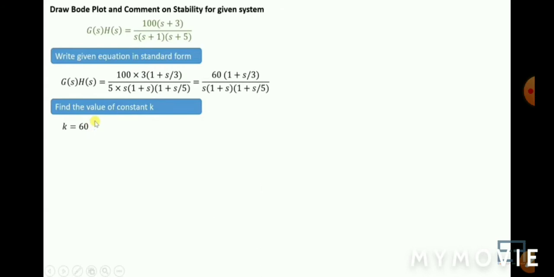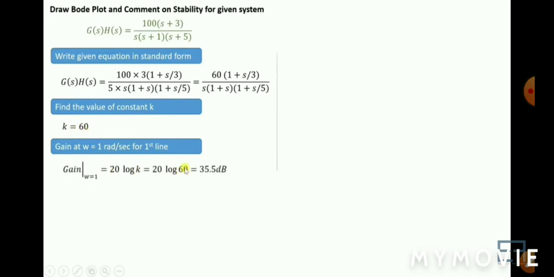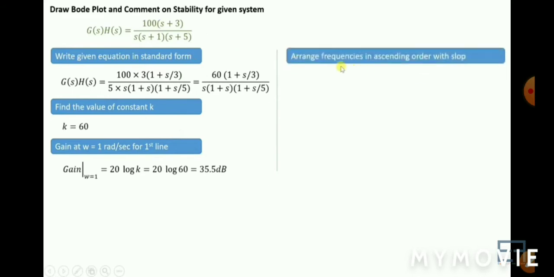Next, what is the 60? That is the constant term, K equals 60. Whatever K we get, we will convert that into magnitude form. So, omega equals 1 radian per second for the first line. 20 log K, that is 20 log 60, gives 35.5 decibel. This is the gain at omega equals 1 radian per second.